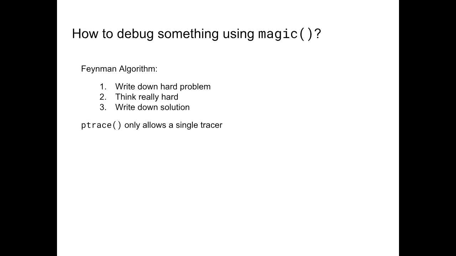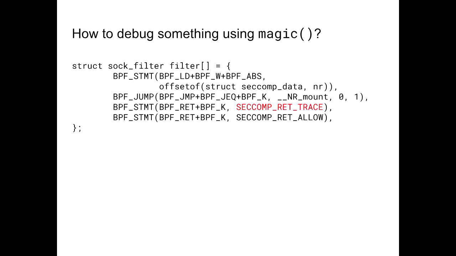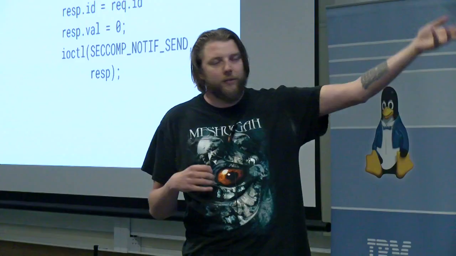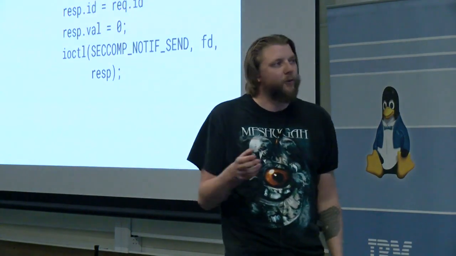So, we're almost there. But instead of seccomp trace, we want a new thing, which is seccomp user notif. I'm an engineer. I don't name things well. And so what does that look like? The way this works is there's a file descriptor, and there's kind of a notification and a response. The way you interact with it is there's some ioctl you can use to receive a request, do whatever you want to do, and then send a response.